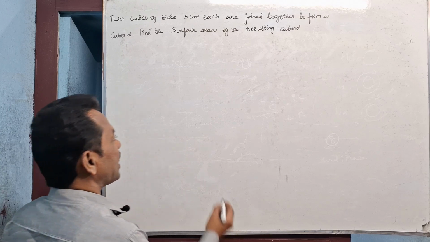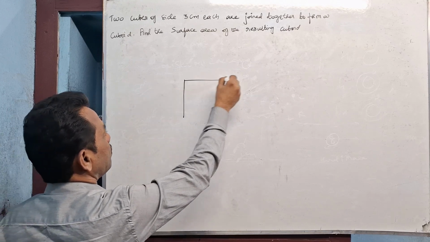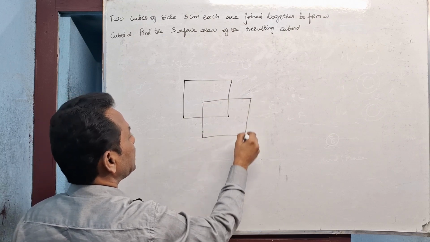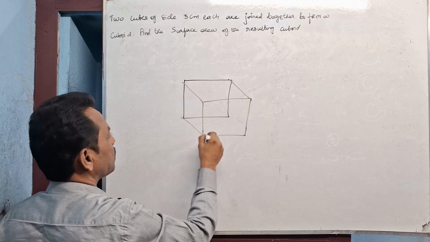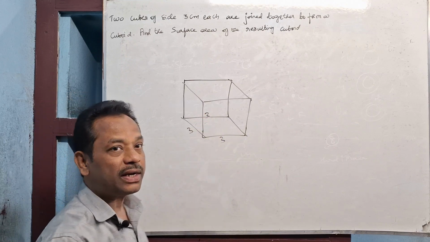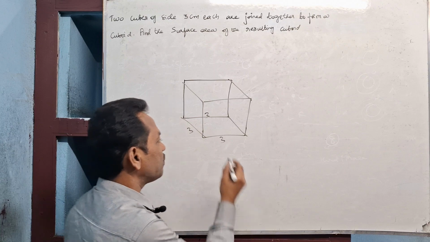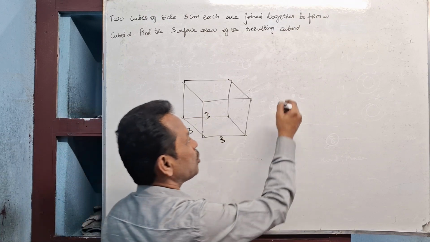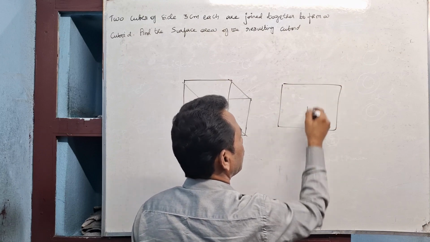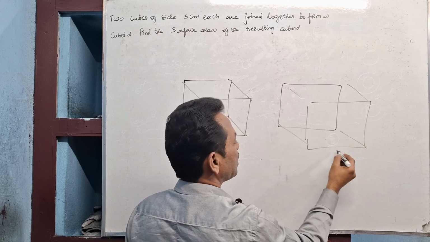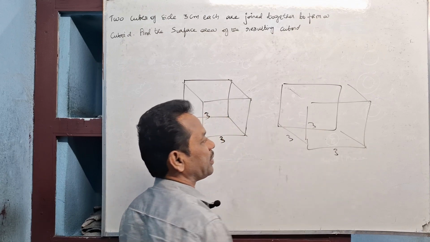Children, here it is given that two cubes, each of side 3 centimeters. So this is 3, this is 3, this is 3. A cube is nothing but each face will be a square, so each side will be 3. Okay? Let me take one more cube. So the side of this also is 3 centimeters, 3 centimeters, 3 centimeters.